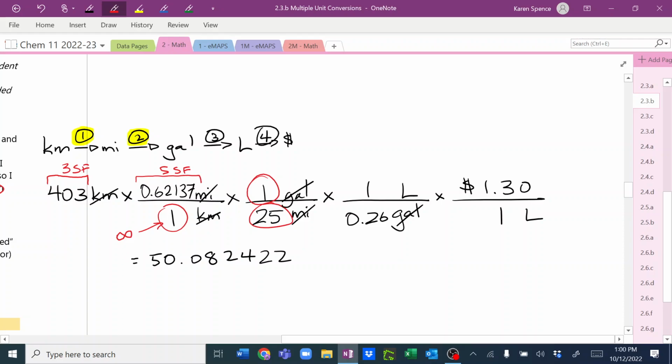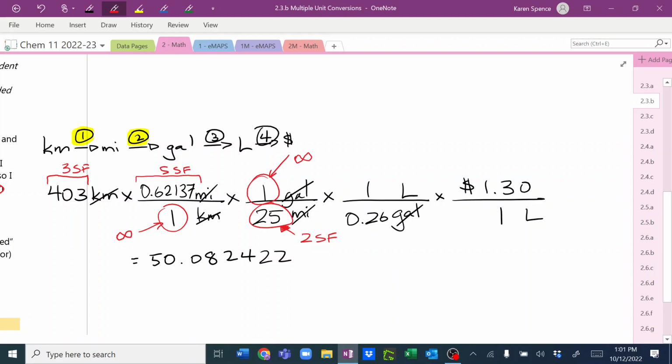Let's go with the 25 first. Is that an exact number, or is that something somebody had to measure? It's the mileage of my car. It's how many miles I get per gallon. Is that an exact number? No. Okay, so this one is not exact, so that's 2 sig figs. Okay, it could be 26 miles per gallon or 24 miles per gallon. How about the per 1 gallon? That one is infinite, okay? Whenever you have like per 1 thing, that 1 is always going to be infinite, okay?